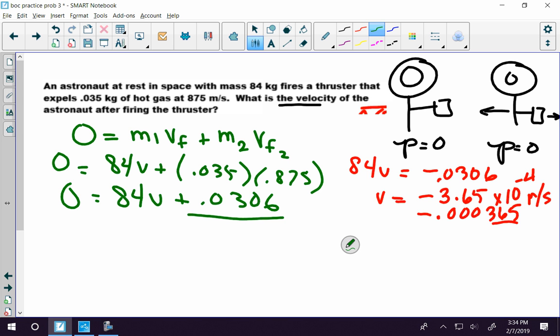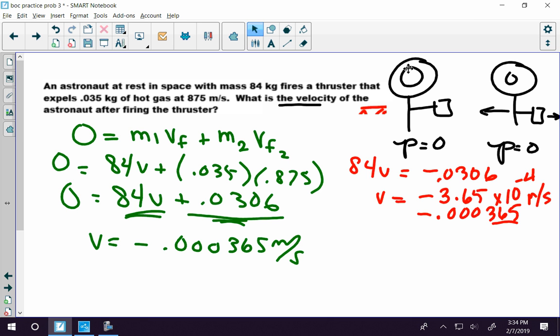What I see a lot of people do is just set these two equal to each other, but then you lose the negative. So don't be lazy. Put the 0 on the other side. All right, we're going to get V equals negative 0.00036 meters per second.